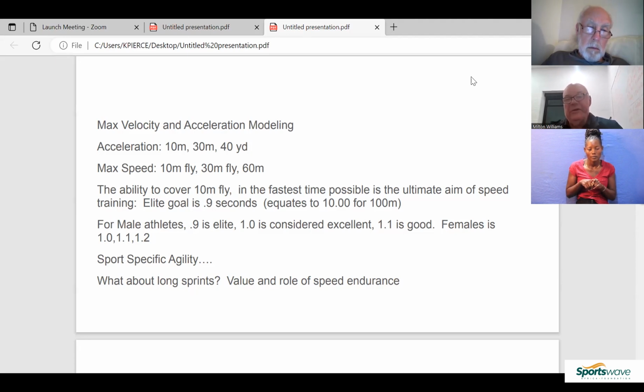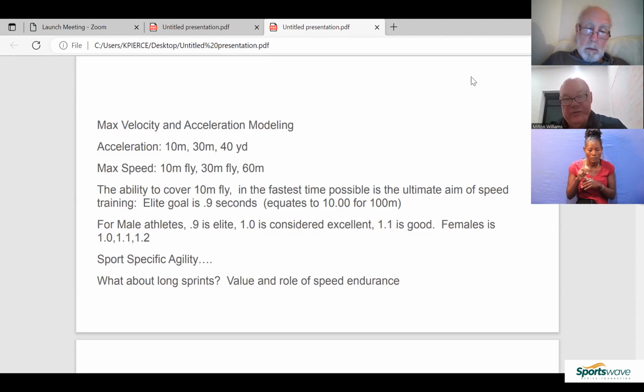For elite sprinters, they're going to cover each 10-meter segment in about 0.9 seconds. 1.0 is good. So for example, 0.9 would be a 30-meter in 2.7. That's about what a 10-flat 100-meter sprinter would run. 1.0 would be about like an 11 flat. And 1.1 would be around 12. So for females, it's about a tenth slower. So 1, 1.1, and 1.2.